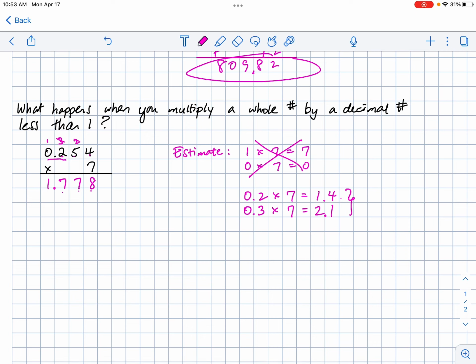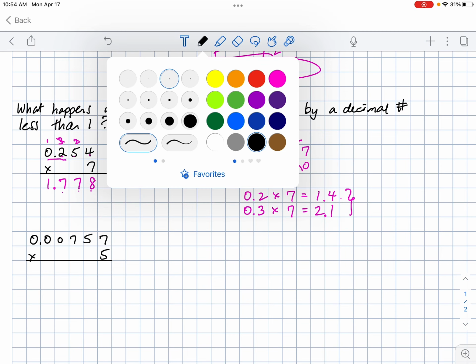Here's another one. Okay, so a little bit more tricky, but doable. So let's do a decimal number like this. Okay, so now we've got, and this is a good review of your decimals, right? Now you've got 757 hundred thousandths times 5. Well, again, how are you going to estimate this?